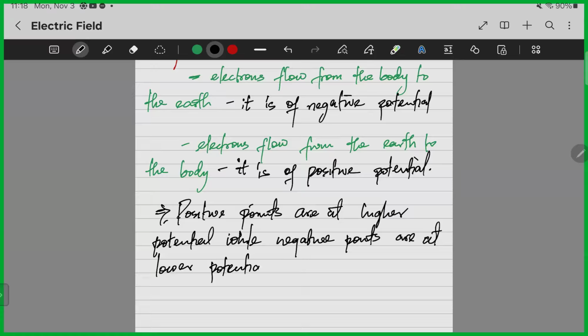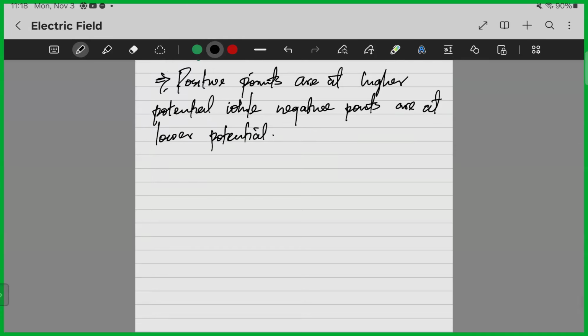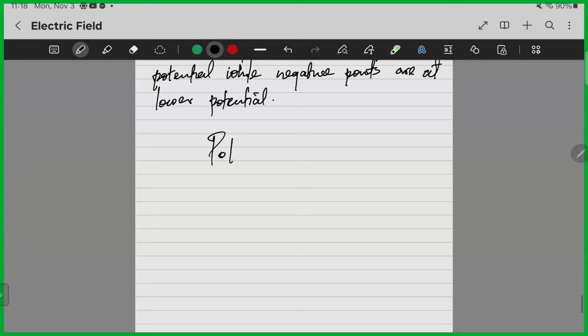I think most probably the last thing we will talk about in this particular class before I wrap it up is called potential difference.